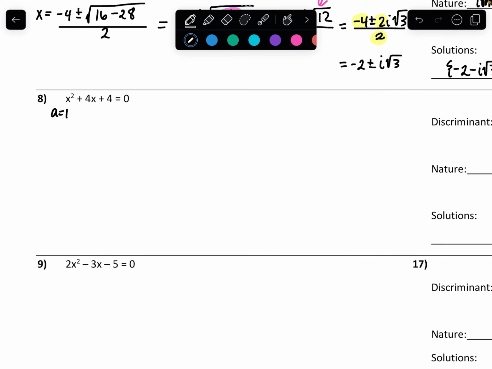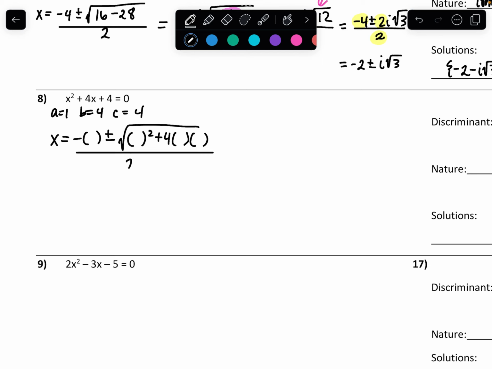Okay, here a is 1, b is 4, c is 4, x equals -b plus or minus the square root of b squared minus 4ac all over 2a. So b goes in the first two blanks, a goes in the next blank, top and bottom, and then c goes in the last blank.